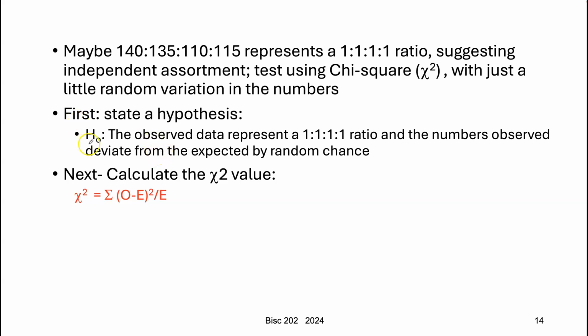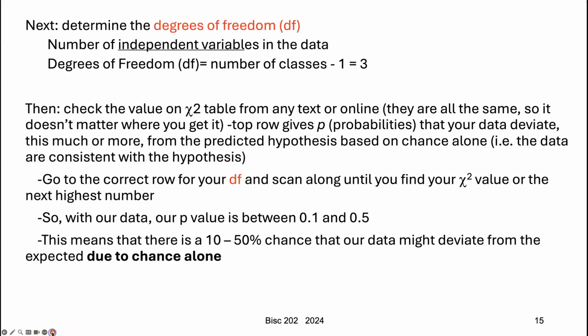Okay. So you state a hypothesis. The hypothesis will be, in this case, that these observed data represent this ratio, 1-to-1 to 1-to-1, and the numbers we observe deviate from it. Deviate from means are different from the expected by random chance. So what this means is this is just a little random variation, the same way tossing 500 coins would be. You're not going to get a perfect 250. It's going to vary a little bit. And then you do that calculation, which we did on the previous page.